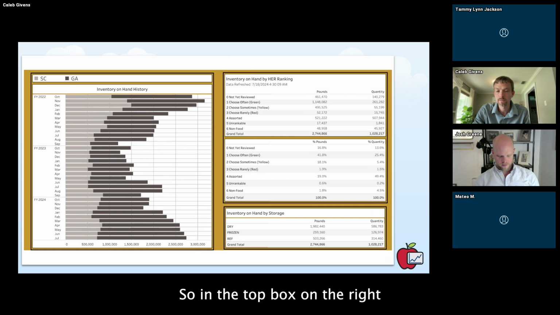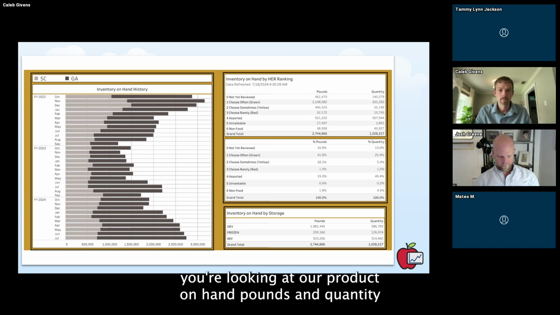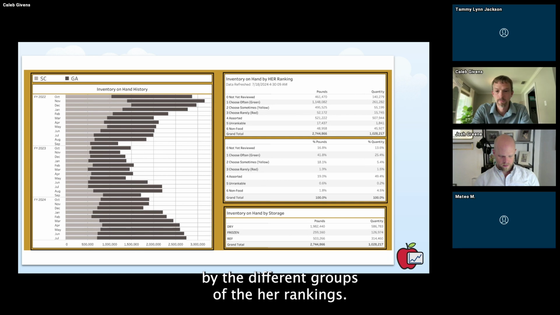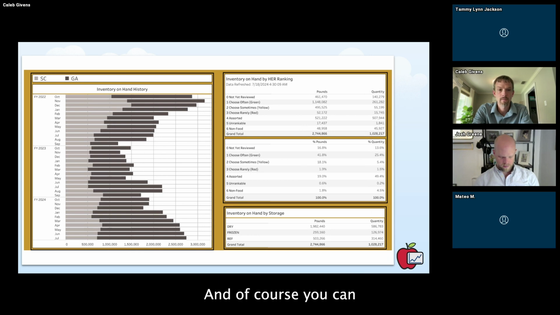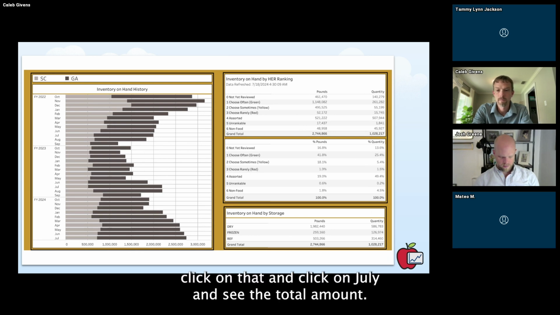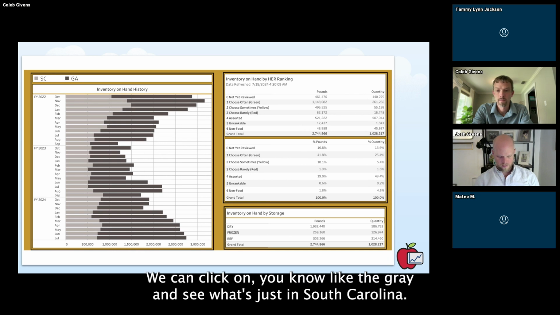So in the top box on the right, you're looking at our product on hand, pounds and quantity, by the different groups of the HER rankings. And then on the left, you can see the darker, two-tone bar graph showing the difference between South Carolina and Georgia. And of course, you can click on that. You can click on July and see the total amount, or you can click on the gray and see what's just in South Carolina.